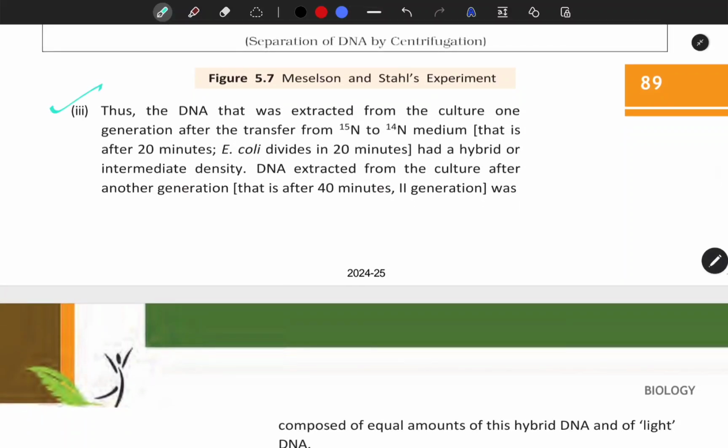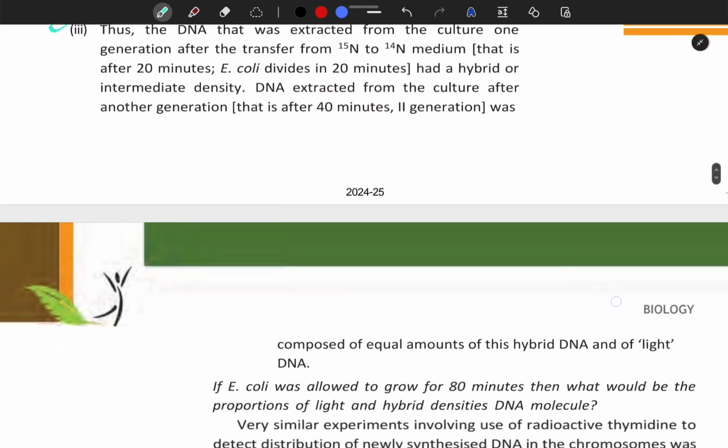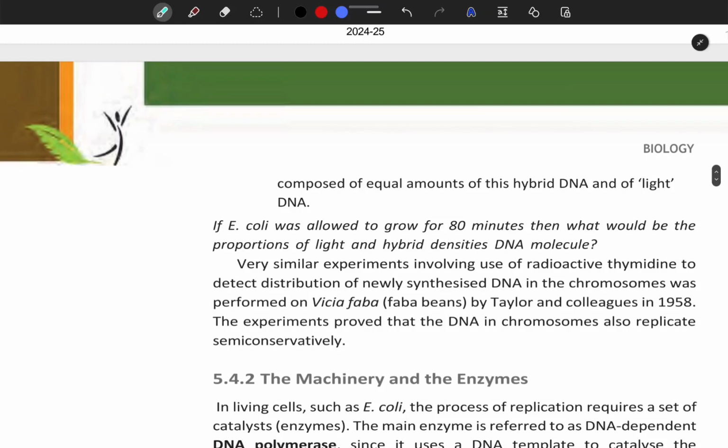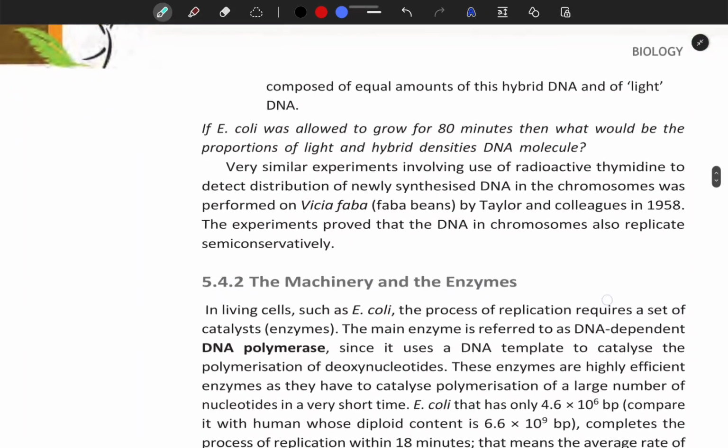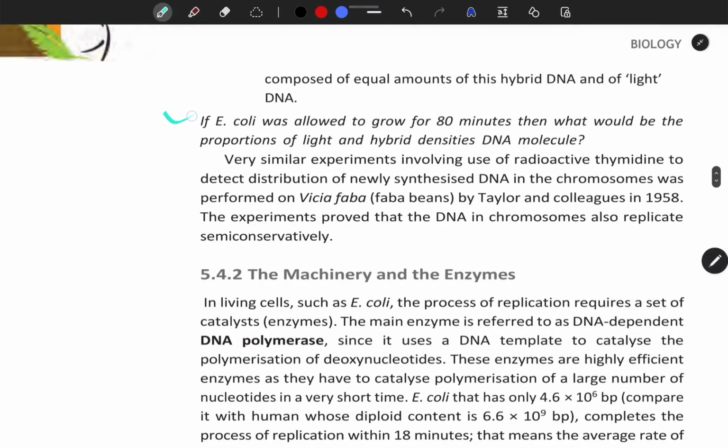Third, the DNA that was extracted from the culture one generation after the transfer from 15N to 14N medium, that is after 20 minutes (E. coli divides in 20 minutes), had a hybrid or intermediate density. DNA extracted from the culture after another generation, that is after 40 minutes, the second generation, was composed of equal amounts of this hybrid DNA and of light DNA.